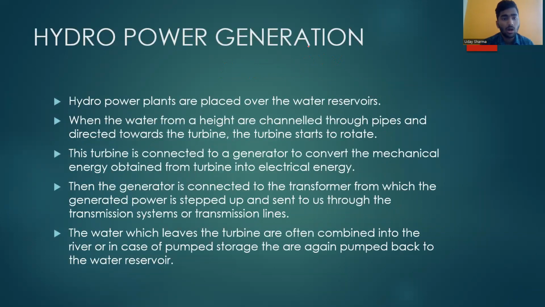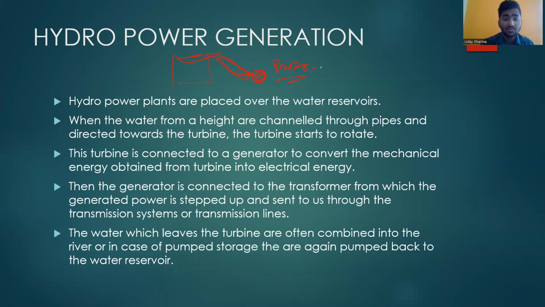Let us discuss how the power is generated through hydropower generation. Hydropower plants are placed over water reservoirs. When the water from a height is channeled through the pipes and directed towards the turbine, the turbine starts to rotate. Like if you consider this as a water reservoir, when the water starts to flow, this is the penstock. The turbine is placed at the bottom of the penstock. The water flows with a force and rotates the turbine. When the turbine is rotated, the power is generated.